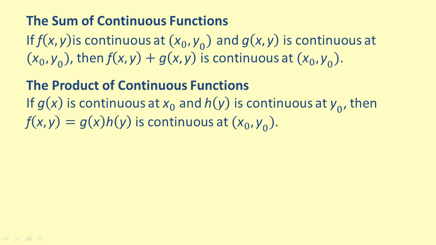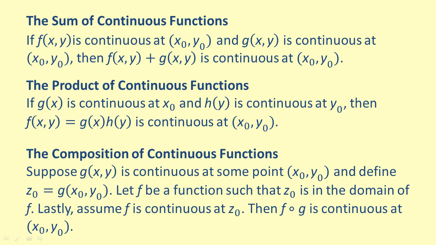Next, we have the product of continuous functions theorem. This rule states that if a function g of x is continuous at a point x naught and h of y is continuous at a point y naught, then the product, the function f of x,y, is continuous at the point x naught, y naught.